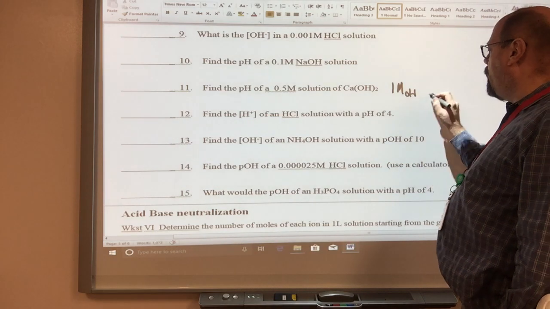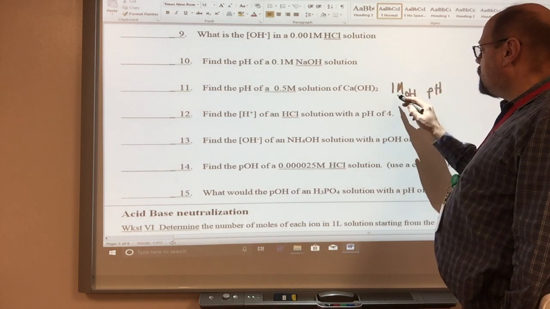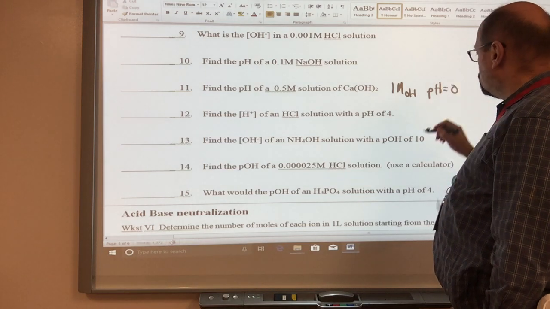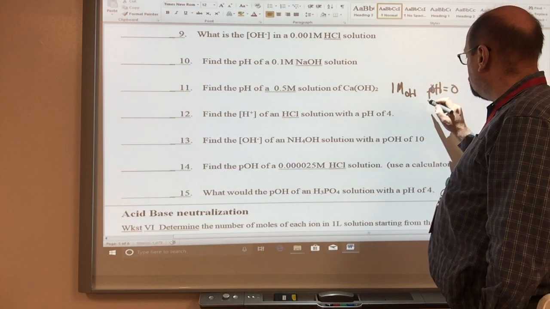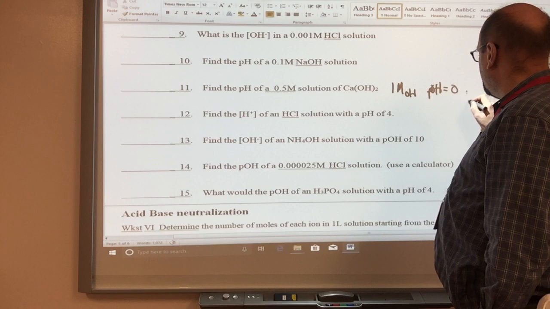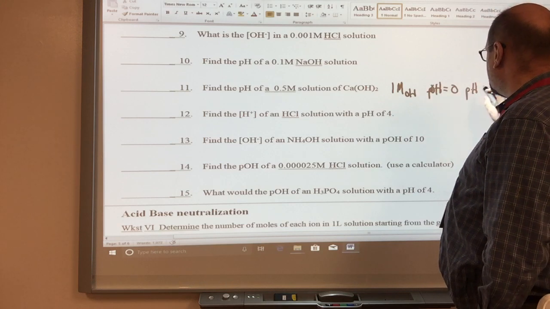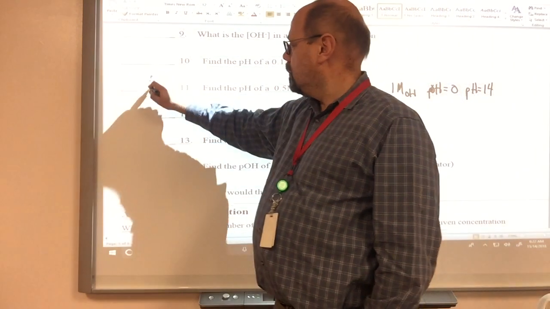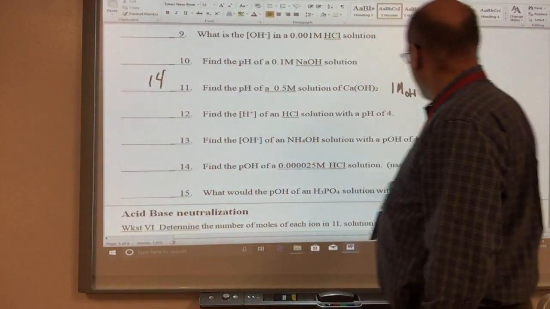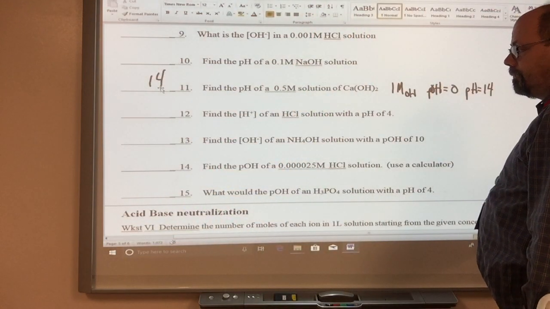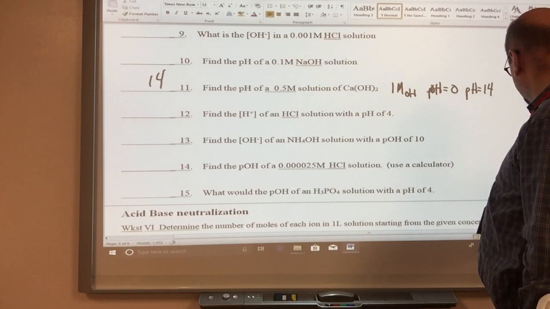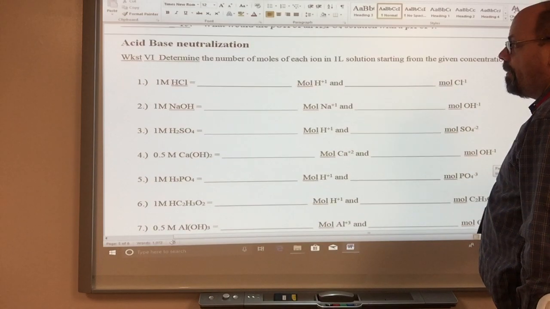So if it's 1 molar OH, what do you raise 10 to get to 1? 10 to the 0. So the pOH, I apologize, pOH is 0. That means the pH is whatever adds to this to equal 14, or the pH is 14. Cool? So that's how we work those solutions out. There's a relationship between pH and pOH.